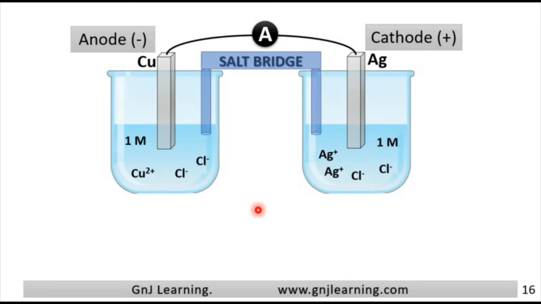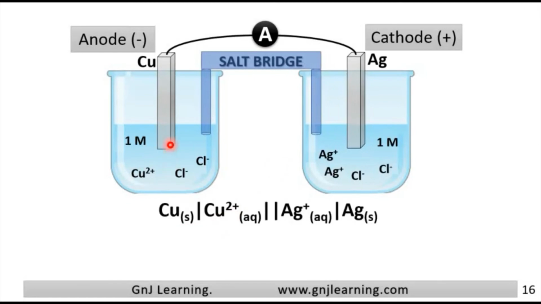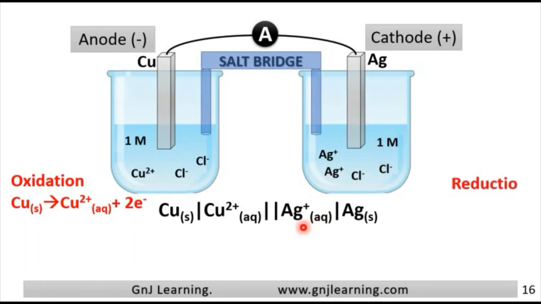Now how to represent using notation? So I can represent like this. In the notation, I have to represent anode on the left. Here anode is copper, so the reaction is Cu to Cu2+. So you have to write Cu vertical line Cu2+, their physical states, then this salt bridge, followed by the silver electrode where reduction takes place, Ag+ to Ag.